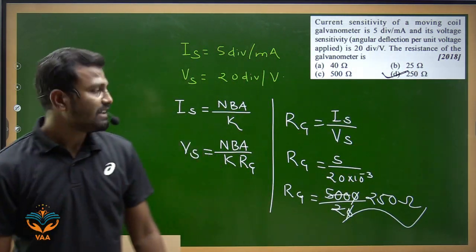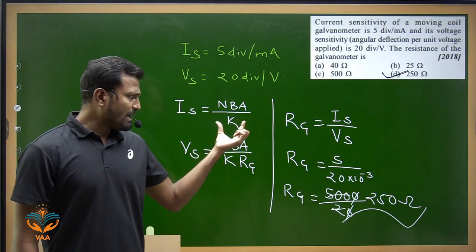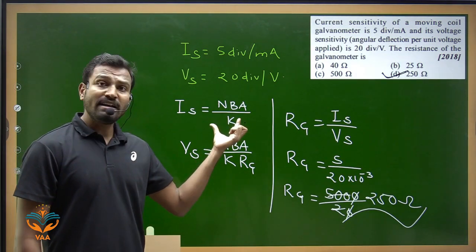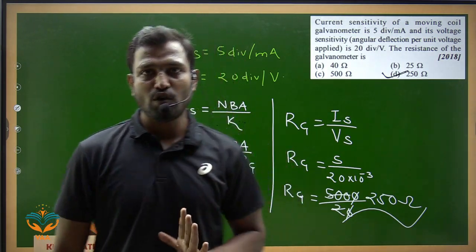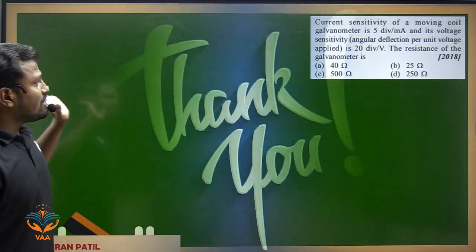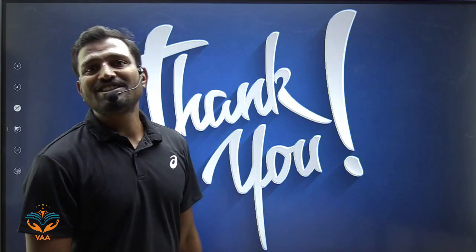So if it is understood, please write. You might be having a problem with this. It is nothing but the amount of current required to deflect the needle by a single division. Okay, so that is what we had in this particular topic.